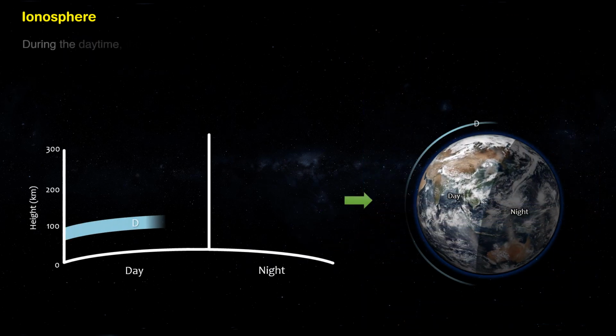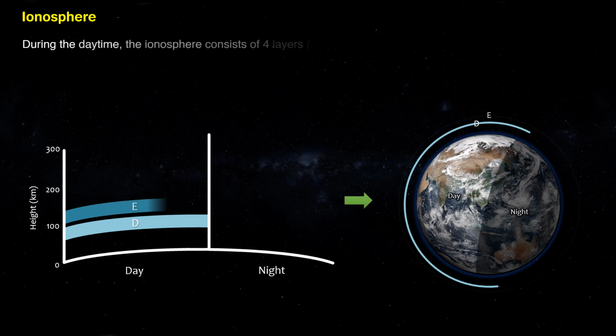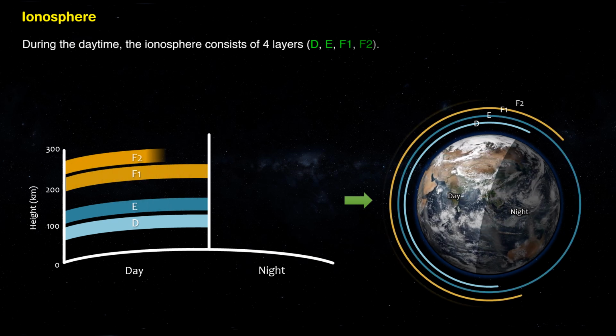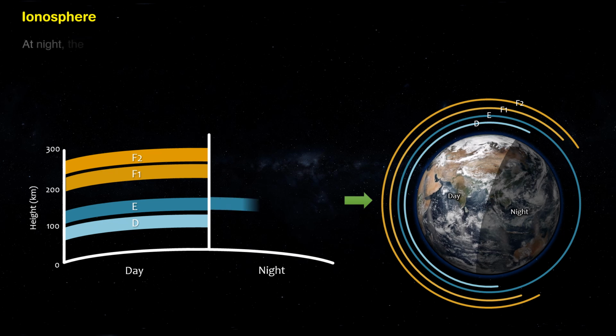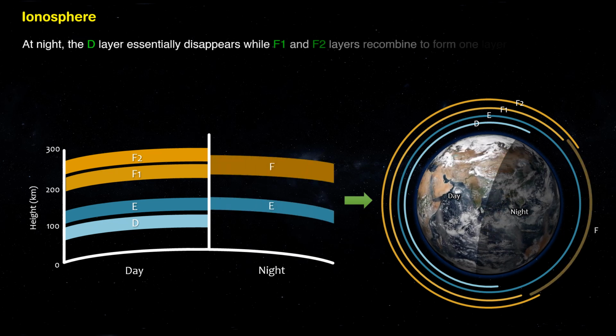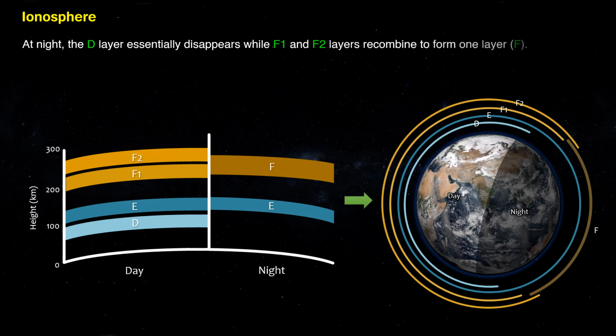During the daytime, the ionosphere consists of four layers: D, E, F1, F2. At night, the D layer essentially disappears while F1 and F2 layers recombine to form one layer, F.